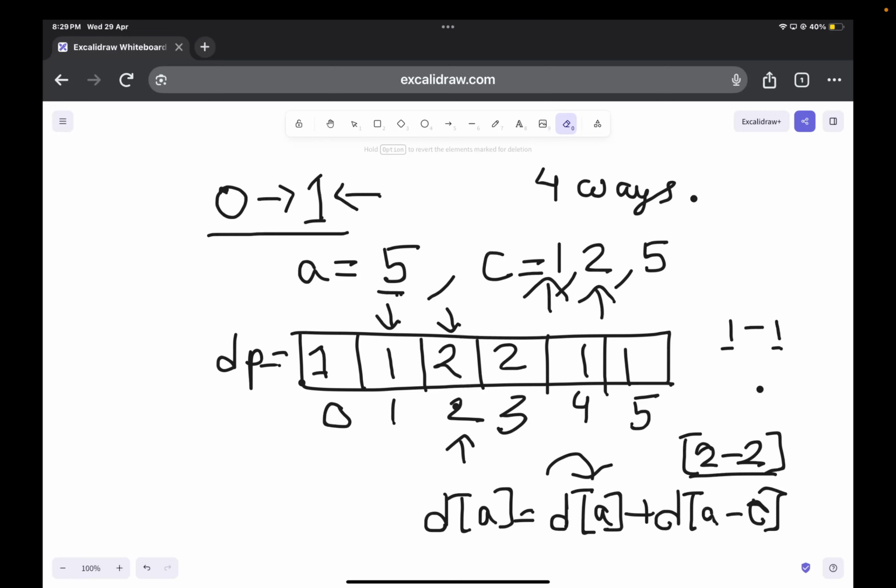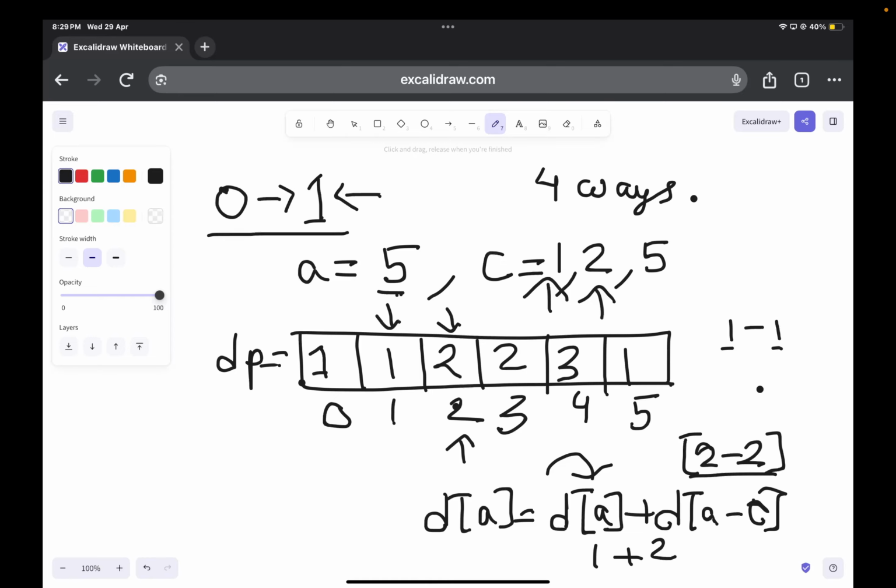Now in order to make 4, tell me. dp of 4 was previous 1 plus dp of 4 minus 2. 4 minus 2 is 2. So dp of 2 is 2. So it is 3 ways. Can you tell me what are the ways? 1 plus 1 plus 1 plus 1, this is one way. 2 plus 2, and 2 plus 1 plus 1. Clear?